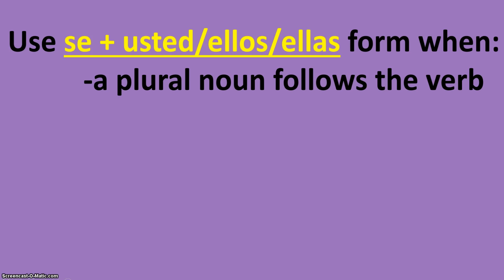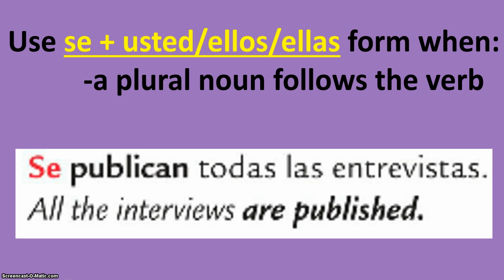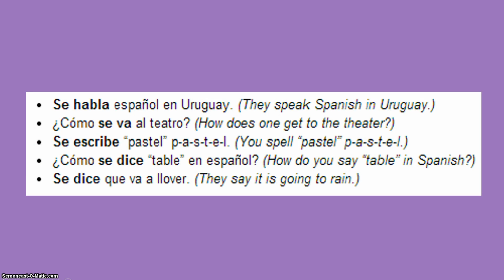When a plural noun follows the verb, we're going to use se plus the ustedes, ellos, ellas form. Se publican todas las entrevistas. Entrevistas is plural, so I use the ustedes, ellos, ellas form of publicar. Who's publishing the interviews? We don't really know. We don't really care. Just in general, all the interviews are published. Not specific at all. Here are a couple other examples.